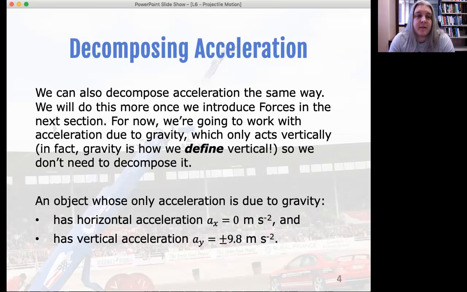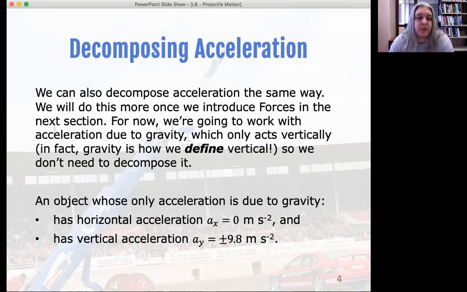We can decompose acceleration the same way. When we work with forces, we'll have to start doing that. We'll have to start looking at decomposing acceleration and thinking about the effect in each dimension. But for now, for projectile motion, we are only working with acceleration due to gravity. And because acceleration due to gravity is only vertical, in fact, that's how we define vertical. Vertical simply means the direction in which things fall. We don't need to decompose it.